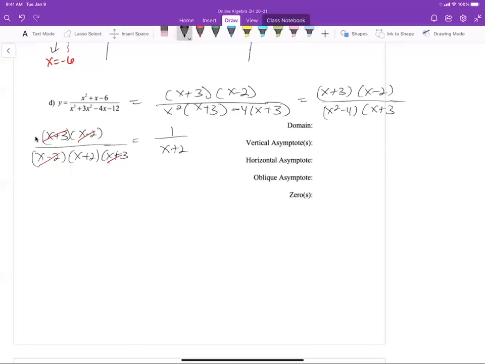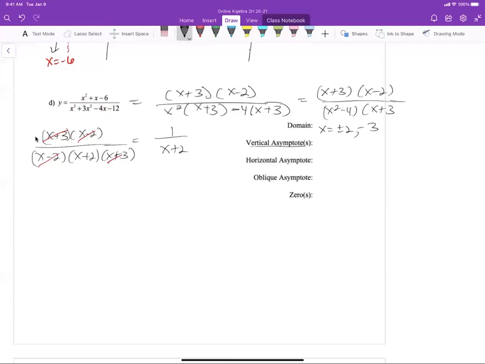Domain, what values of x make the denominator equal to 0? And I must look at that prior to simplification. And so let's list all of our x values. That will be when x equals plus or minus 2 and a -3. Now we have to determine what happens to our numerator when my x is approaching those values that are not in the domain.